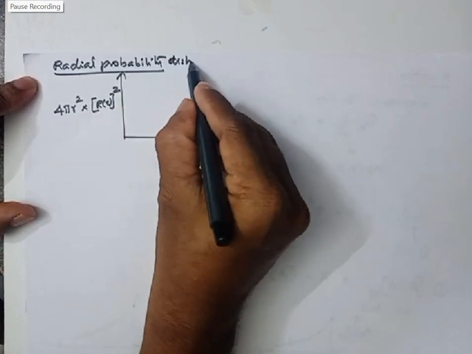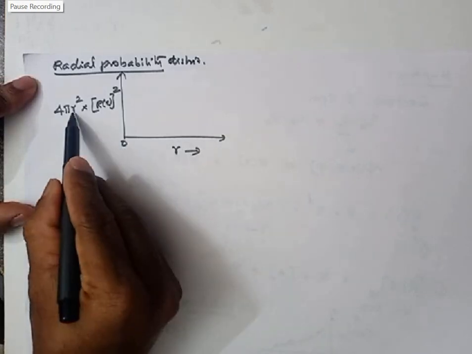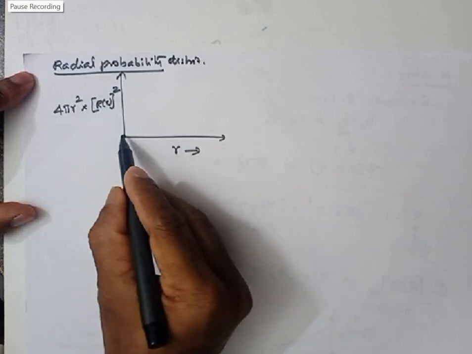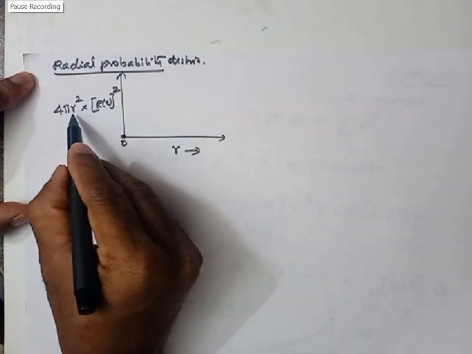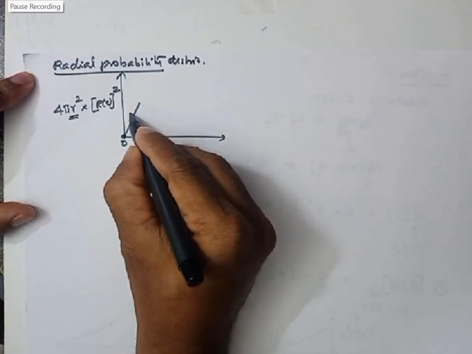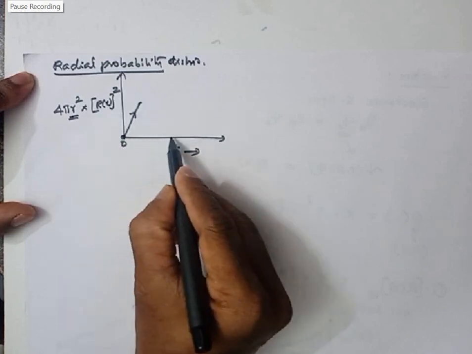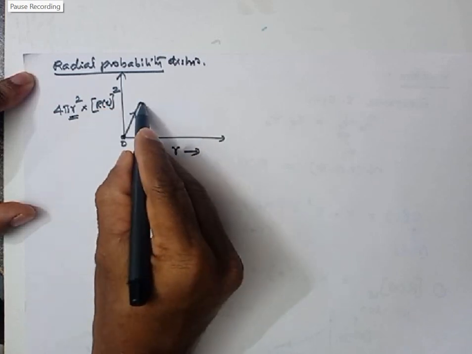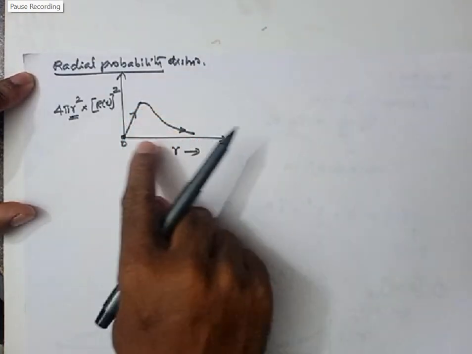If you plot this, at r equal to 0, the entire term becomes 0. So this quantity becomes 0 at r equal to 0. Now as r increases, we have the r square term here. So initially the probability will increase and reach a maximum. Then as r increases further and further, the exponential part dominates, so the probability will start to decrease. So the probability plot looks like this.